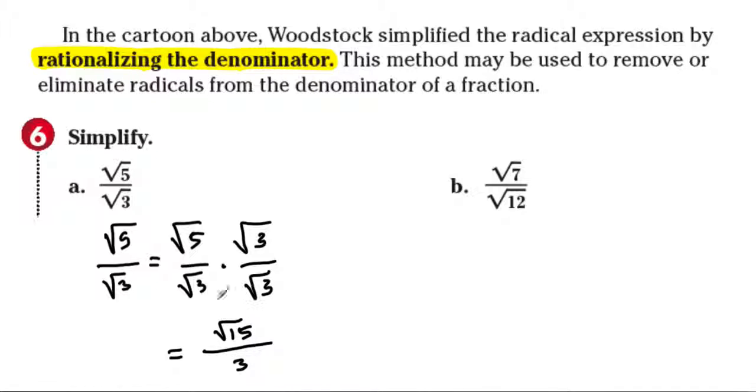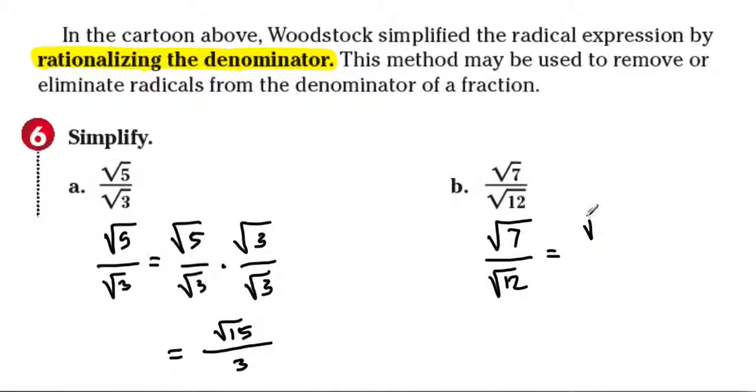Okay? And so this is how you rationalize this denominator. Radical 5 over radical 3 in simplest form is actually radical 15 over radical 3. And let's take a look at the next example, radical 7 all over radical 12. Again, copy the problem, radical 7 all over radical 12. Okay, and from there, we rationalize the denominator. But before we rationalize the denominator, we need to simplify radical 12.